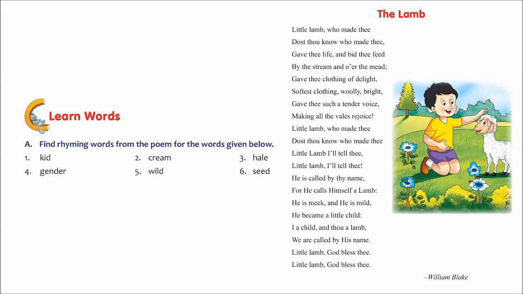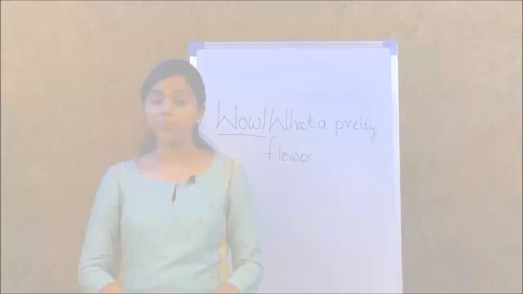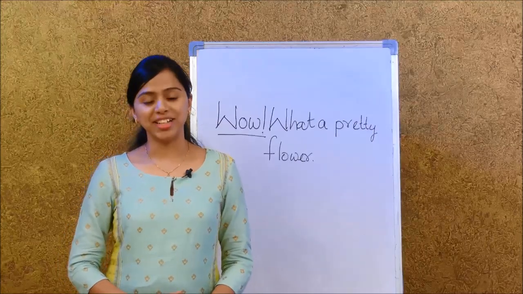And the next one is hail. Let's see what rhymes. It's whale. And then we have gender. What rhymes to gender? It's tender. Very good. Wild. Do you remember what comes here? It is child that rhymes. And the last one, seed. What rhymes to that? It is mead. Very good.